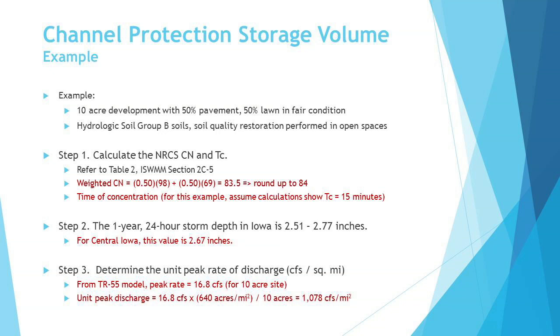So again, that's just the peak rate from this part that we got out of our TR55 output. And then you're converting that to figure out the unit peak rate per square mile. It's in CFS per square mile, is the units there.